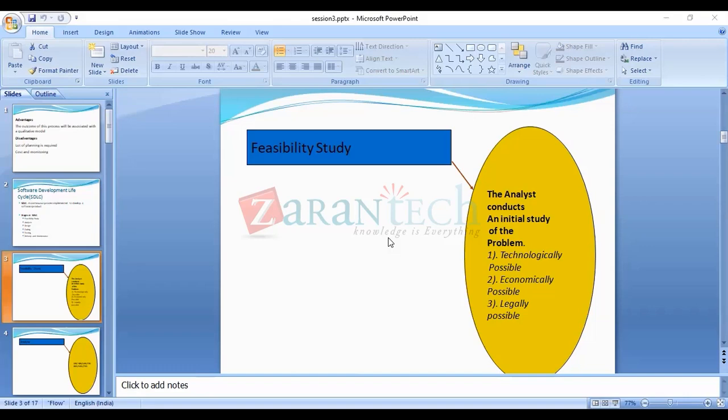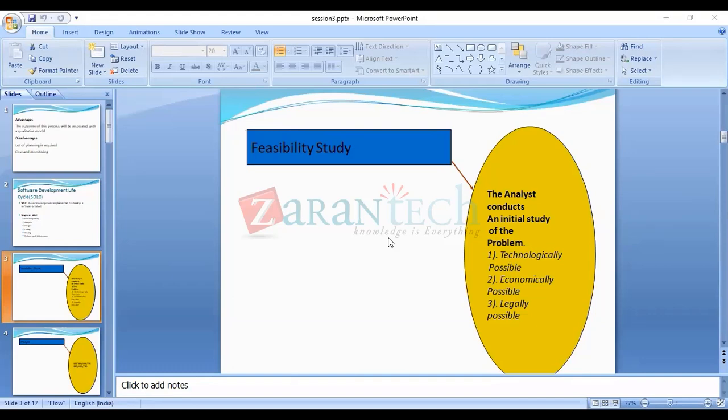This is the first stage, feasibility study. What is feasibility? I'll give you one general example. If you want to do one activity, say you want to go to watch a film, will you identify the possibility or not? Yes, definitely, the possibility.